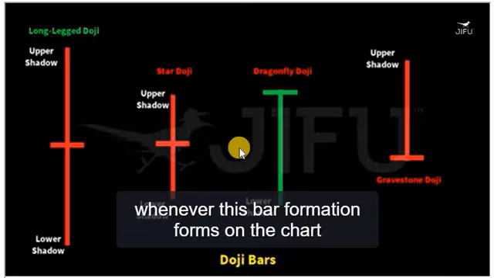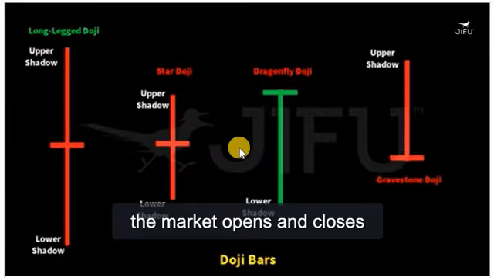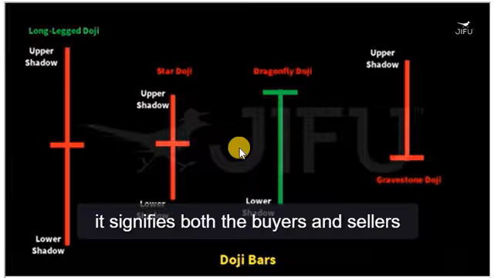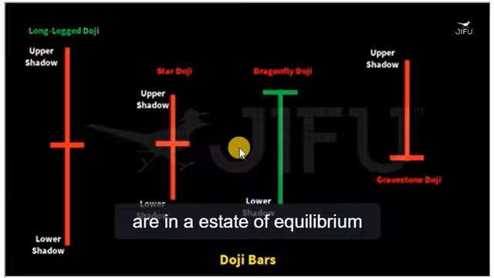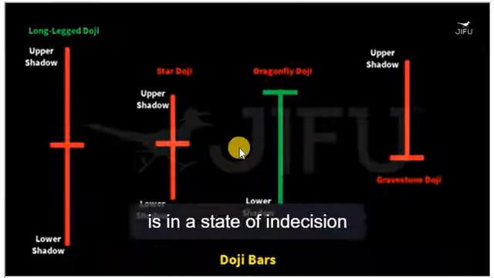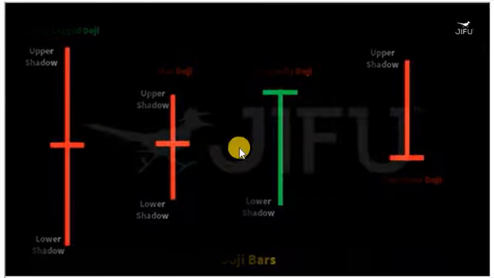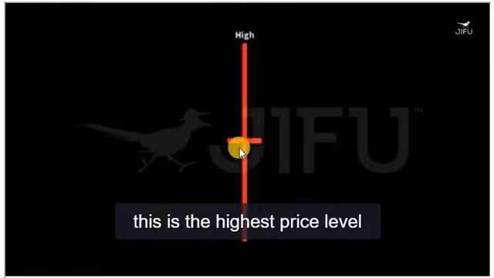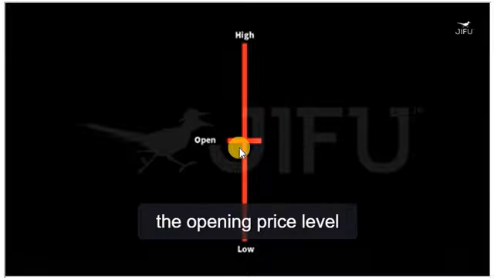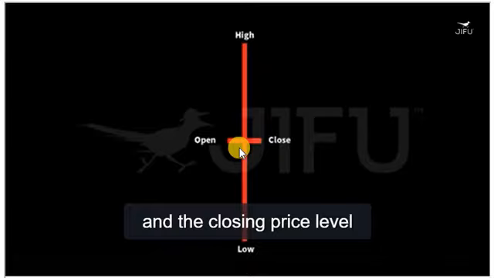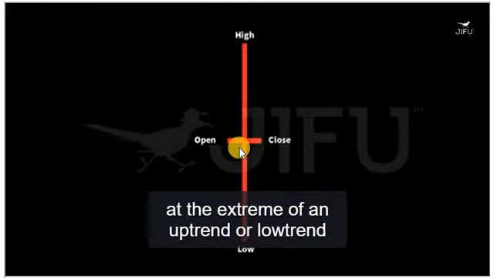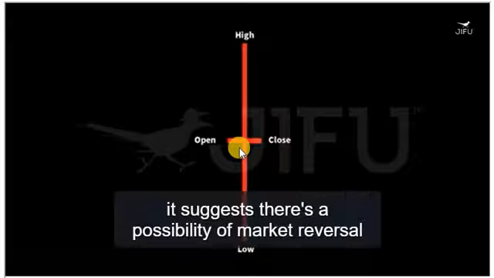Whenever this bar formation forms on the chart, it tells us the market opens and closes at the same price level. It signifies both the buyers and sellers are in a state of equilibrium. This bar tells us the market is in a state of indecision and no one is in control. As we can see, this is the highest price level, the lowest price level, the opening price level, and the closing price level. Whenever this pattern occurs at the extreme of an uptrend or downtrend, it suggests there's a possibility of market reversal.